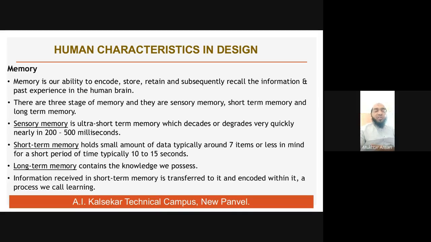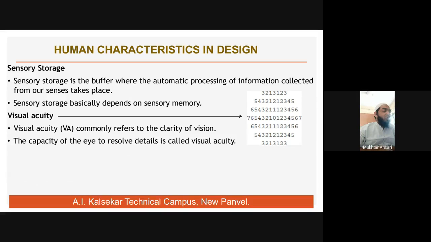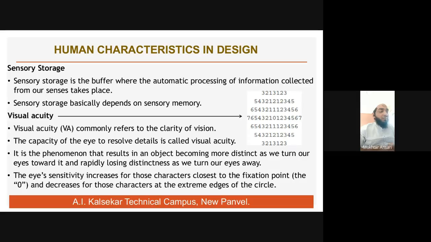Even if I ask you what 2 4s are, you will easily say 2 4s are 8, because it is now in your long term memory. You can recall it anytime. Like this, we learned about the memory, and after that sensory storage, then visual acuity.